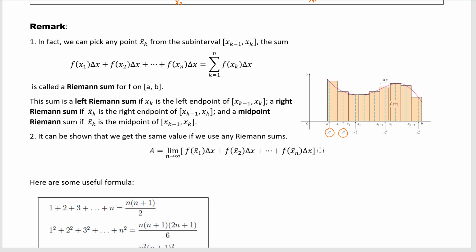Okay, and then this sum of the areas of those rectangles is called a Riemann sum for f on the interval a to b. This sum is a left Riemann sum if the point we pick is the left endpoint of each subinterval. It is called a right Riemann sum if the point we pick is the right endpoint of each subinterval. It's called a midpoint Riemann sum if we choose the midpoints. And it can be shown that we'll get the same value if we use any Riemann sum. So from now on, we just use the right Riemann sum to calculate.